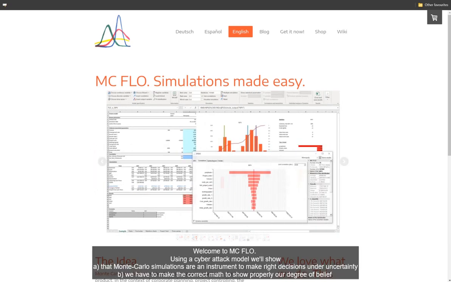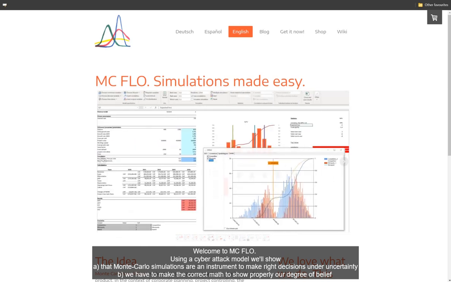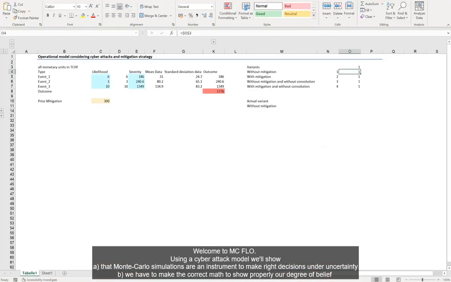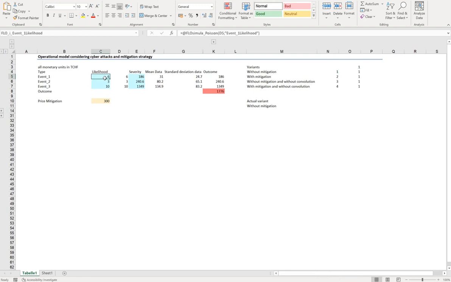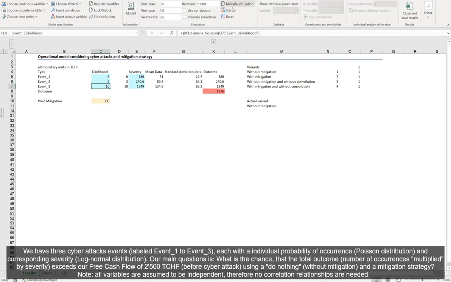Hello, we will show you with a simple model how important it is to make the right calculation when using a Monte Carlo simulation. So we will begin with a model. We have here three events considered as cyber attacks with corresponding likelihoods described as a pure Poisson distribution, and we have also the corresponding severity.